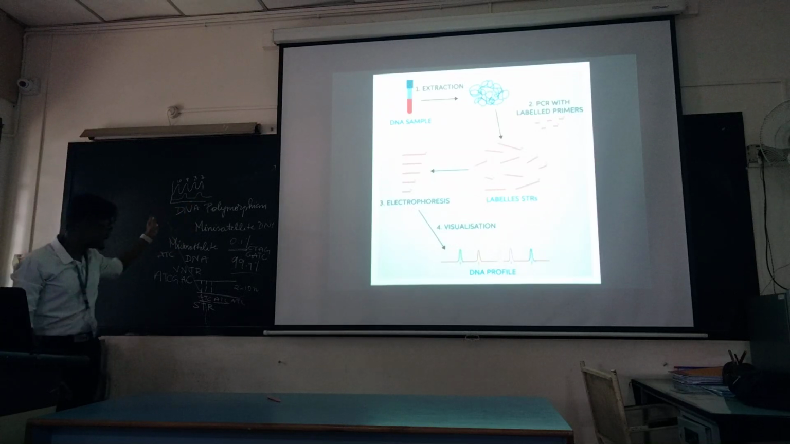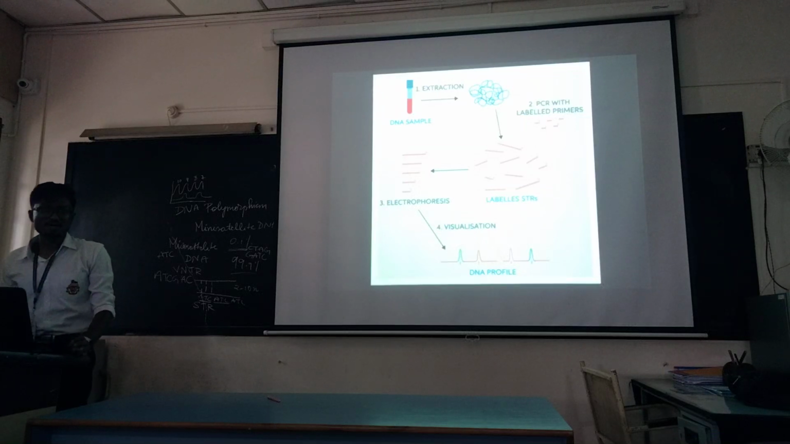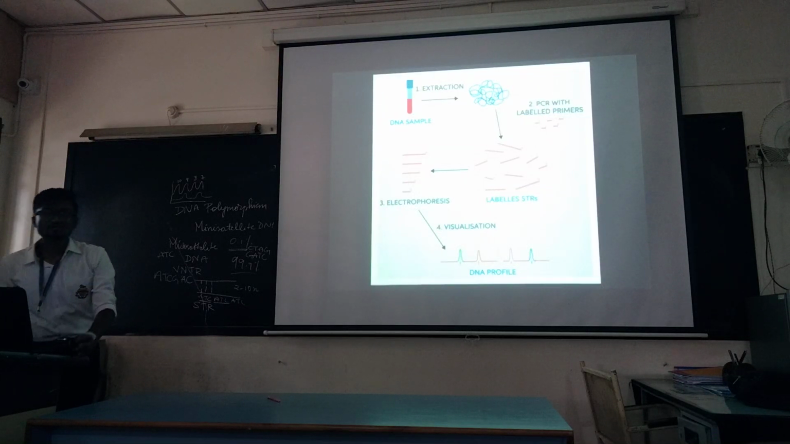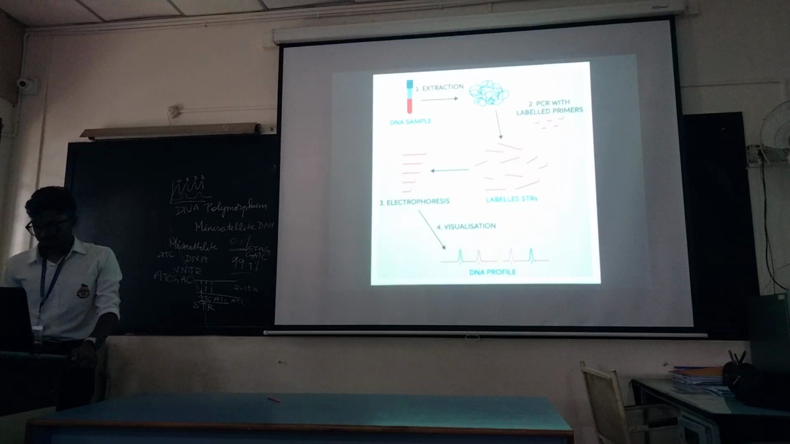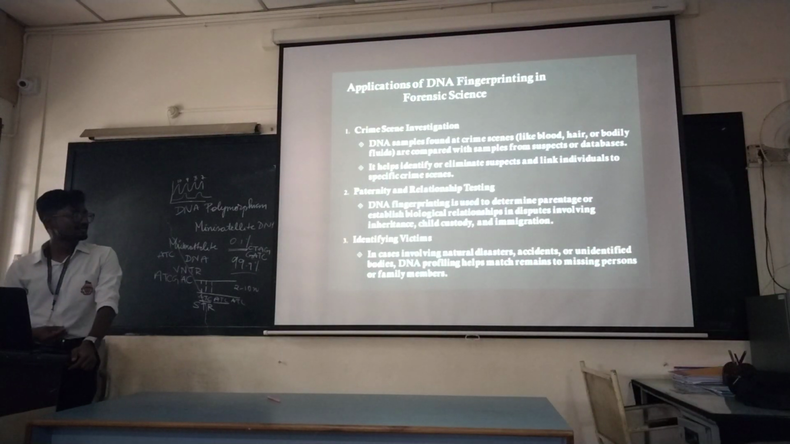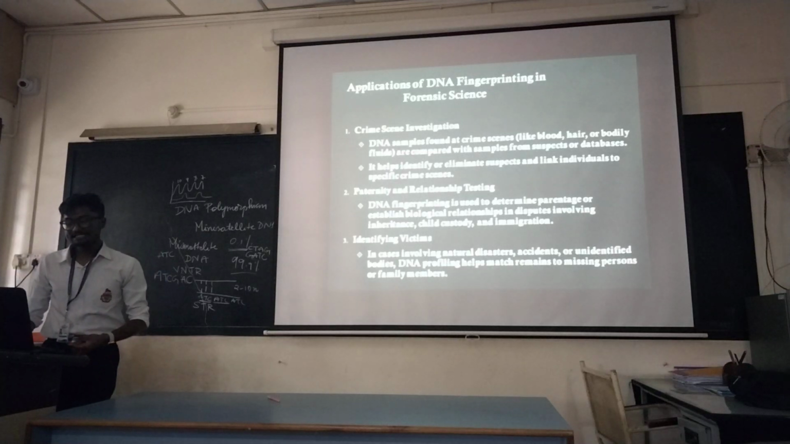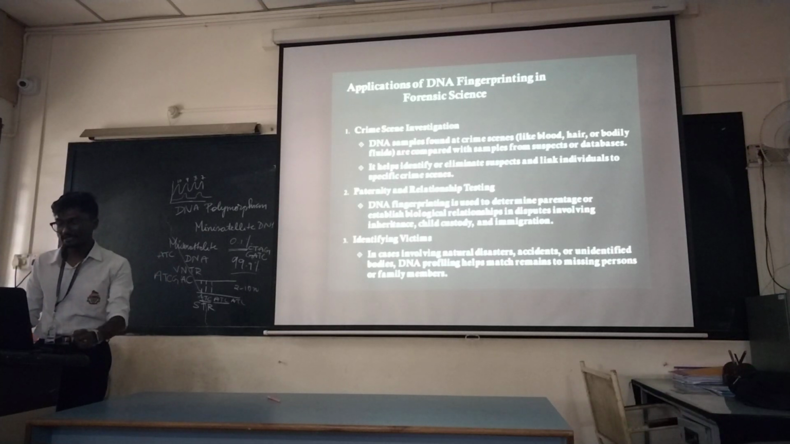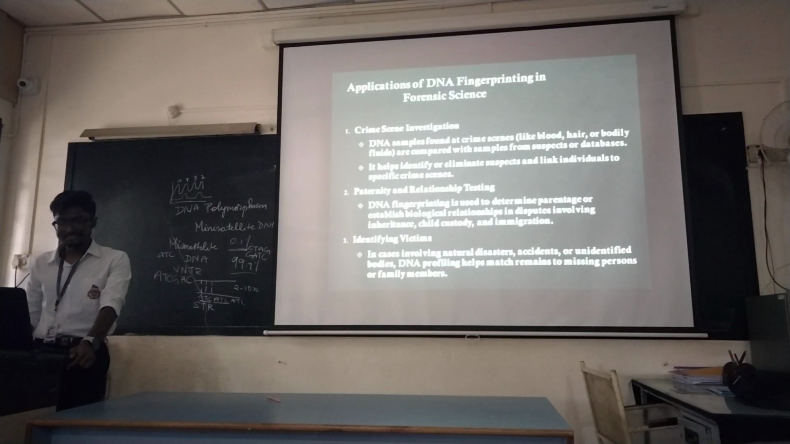And if the profile matches the suspect, then the suspect is identified as victim or criminal. So this is how forensics use the DNA fingerprinting method to identify who is the victim or who is the criminal. And what are the applications? As I said, crime scene investigation. Crime scene investigation ge idanna use ಮಾಡ್ತಾರೆ. DNA samples found at a crime scene like blood, hair or body fluid are compared with samples from suspects or databases. It helps identify or eliminate suspects and link individuals to specific crime scenes.